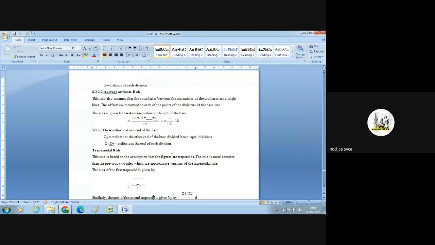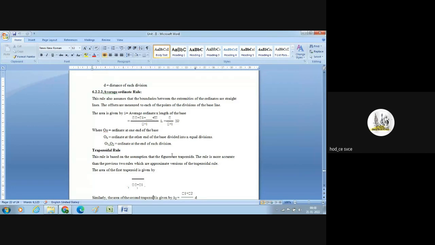In the ordinate or average ordinate rule, they have considered an ordinate at the center of the division, right? Whereas in the trapezoidal rule, they are going to consider the ends of the divisions. That means the start of the division and the end point. So they are going to calculate the ordinates at the starting point and ending point, right?